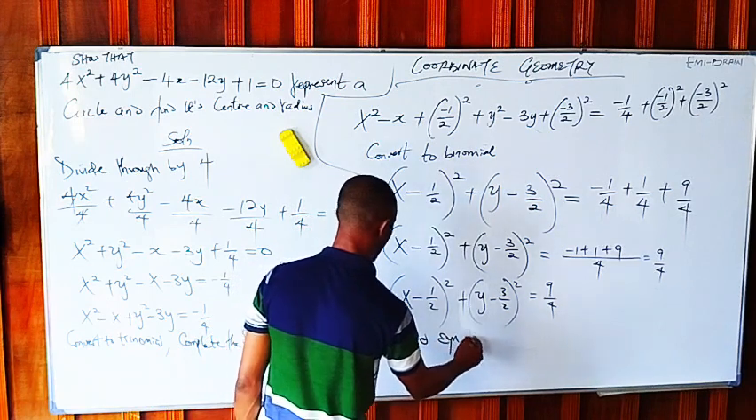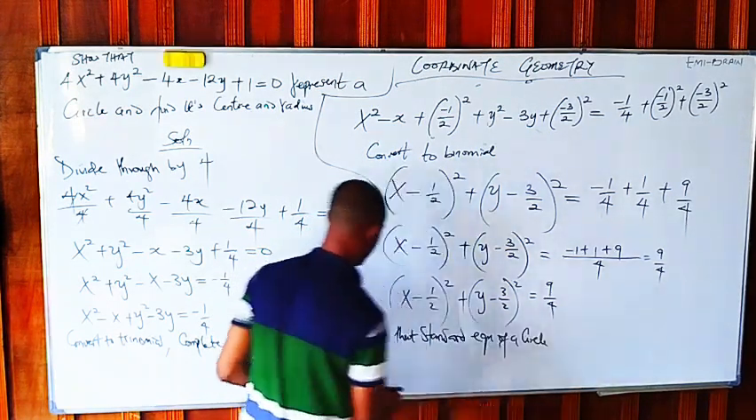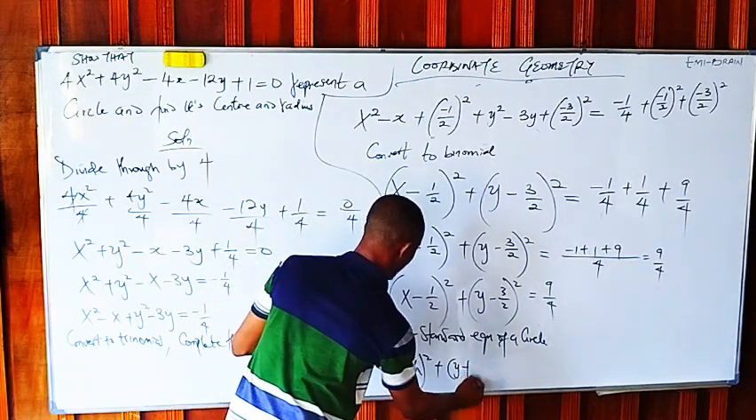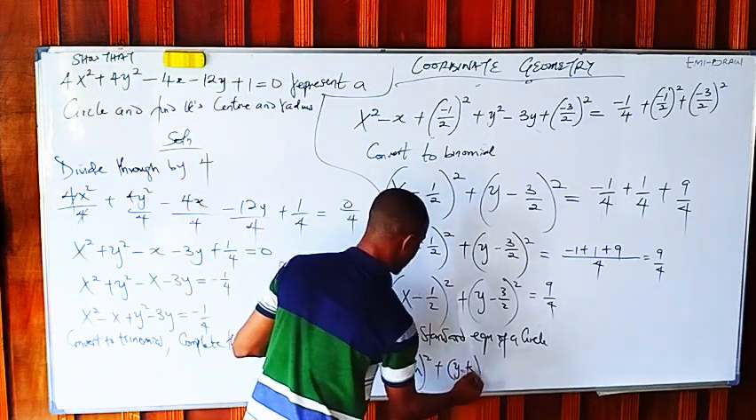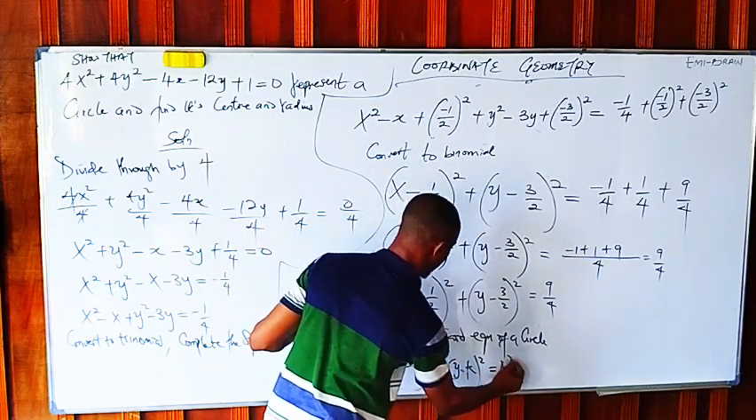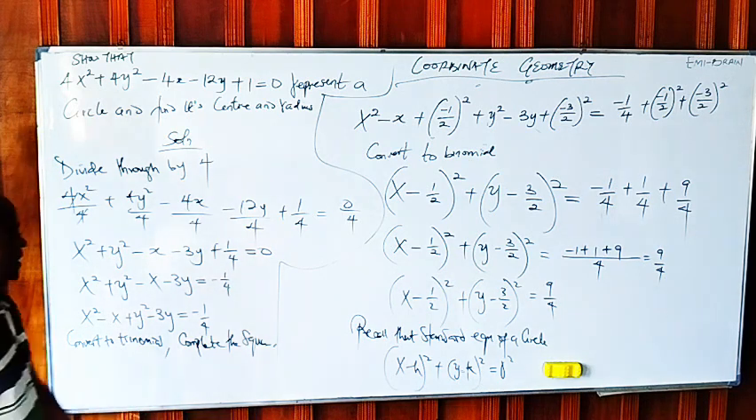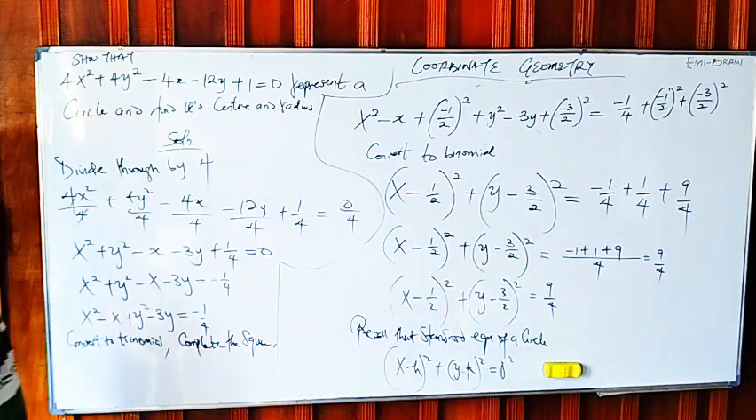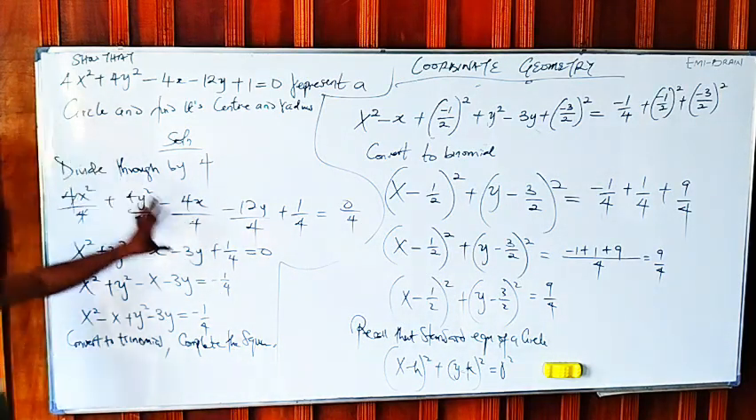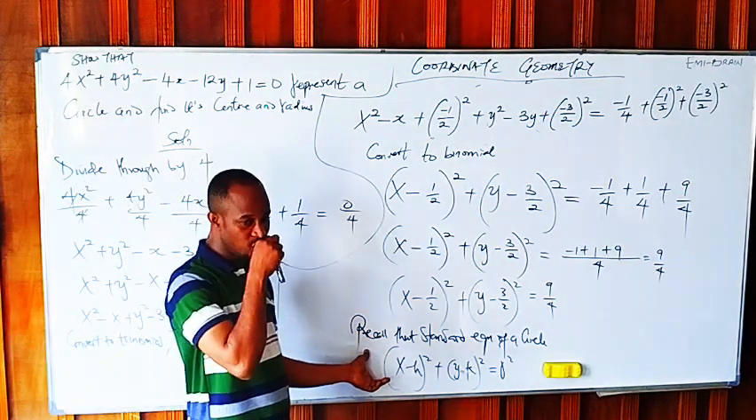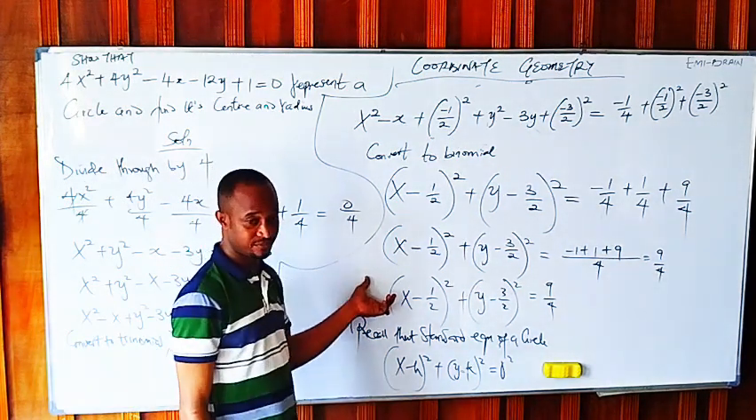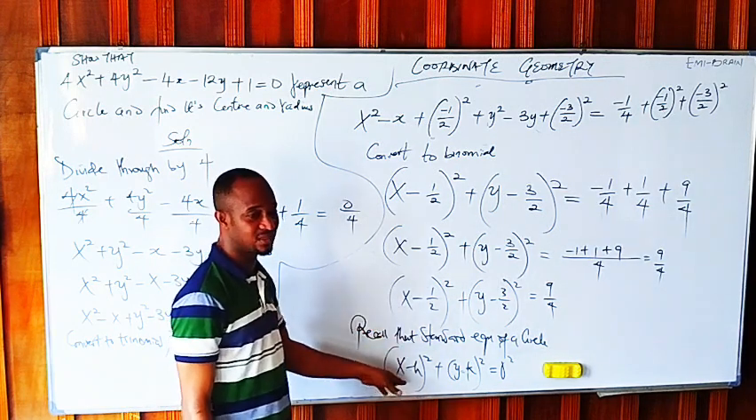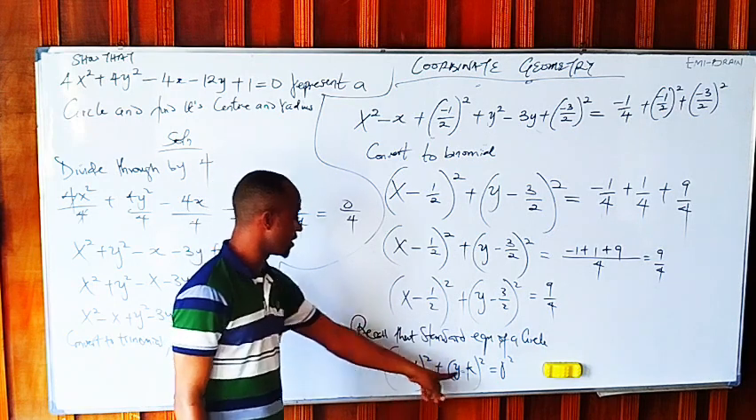Then you now recall the standard equation of a circle. That will give us x minus h all squared plus y minus k all squared equals r squared. We call that the standard equation of a circle. Our job is to convert this to look like the standard form. Now we have succeeded. After getting this, we compare it with the standard equation to get the values of h and k.